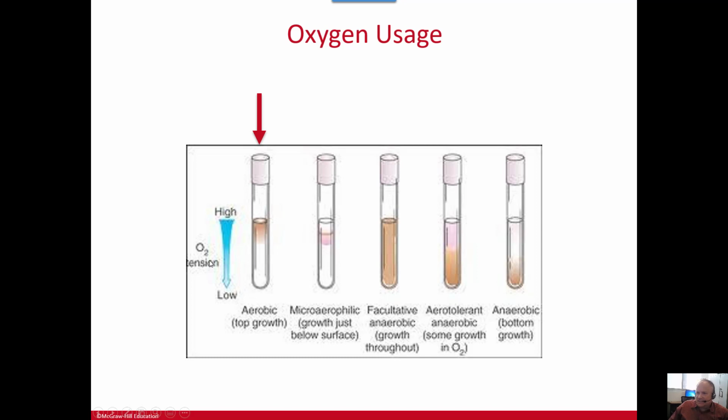So I just wanted to kind of represent the O2 tension that way, and then talking about the aerobic, of course, they would favor the upper part of the tube, so in the growth. So it's easy to see where that upper growth is. It's much darker in terms of growth in that growth medium.